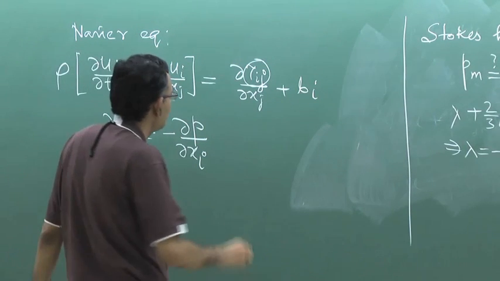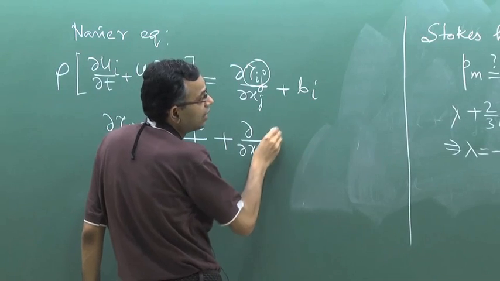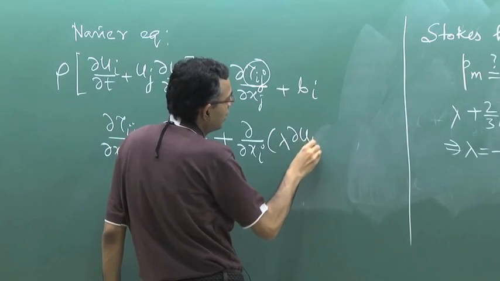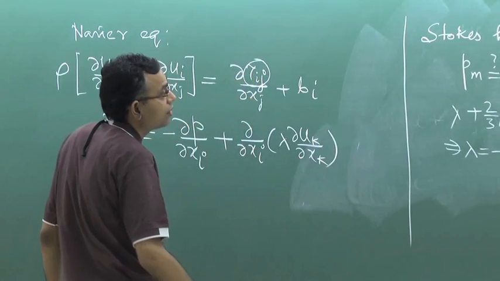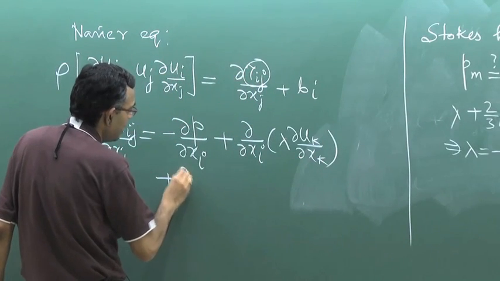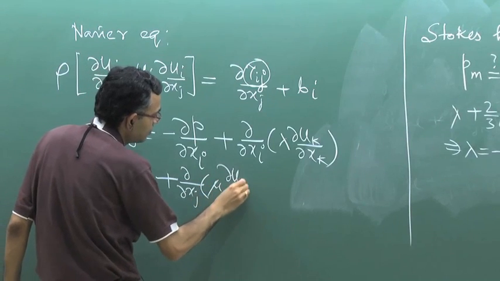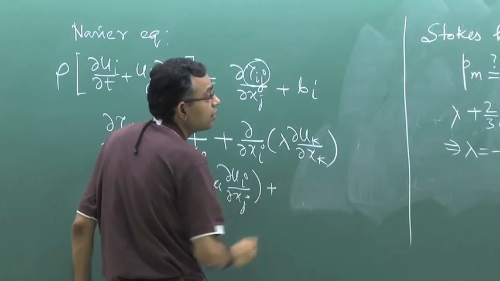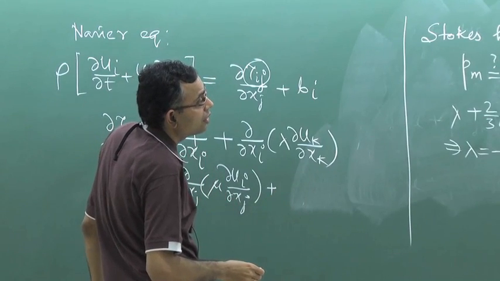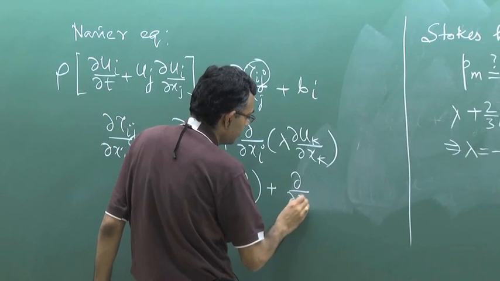Next term, plus del xi of similarly lambda del uk del xk. Plus del xj of mu del ui del xj, plus del xj of mu del uj del xi.